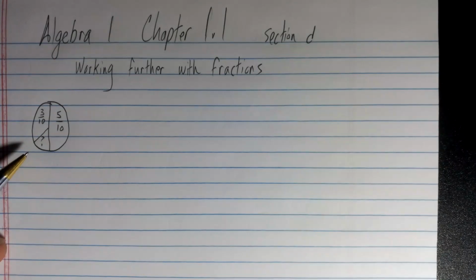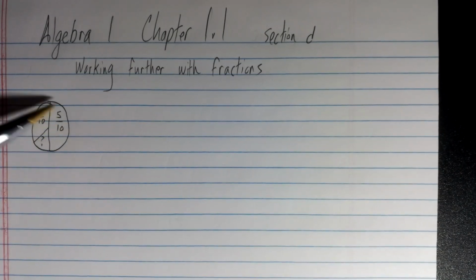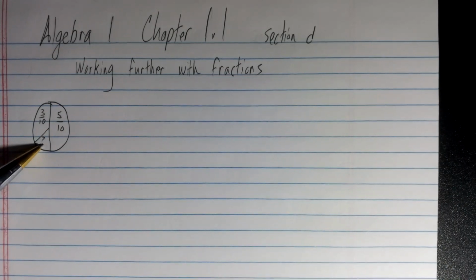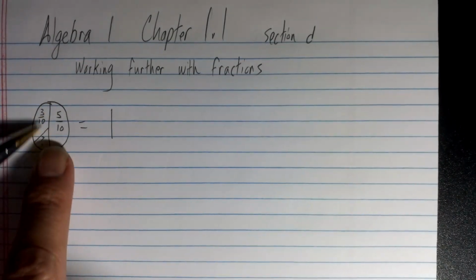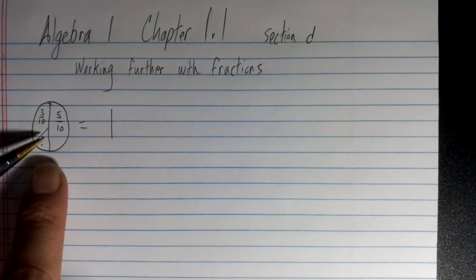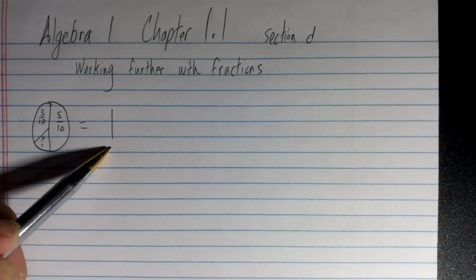Often you'll be asked to understand, hey, what else do I need to fill in the hole to make this whole? I have a circle here, not the best drawn, but no worries. You have 3/10 of it in this section, you have 5/10 of it in this section, and the question is, how much is in this section? Well, the first thing you have to understand is all of these pieces added together are going to give you a 1.